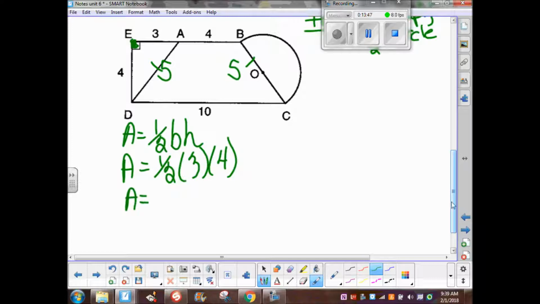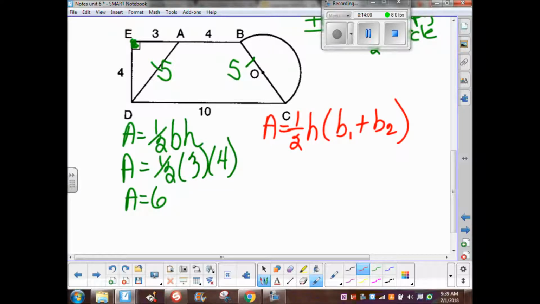Yep. Guys, I'm gonna speed up now. Okay? I'm not gonna slow down. Alright, so you gotta just stay with it. Trapezoid, 1/2 the height, base 1 plus base 2. Memorize that one.